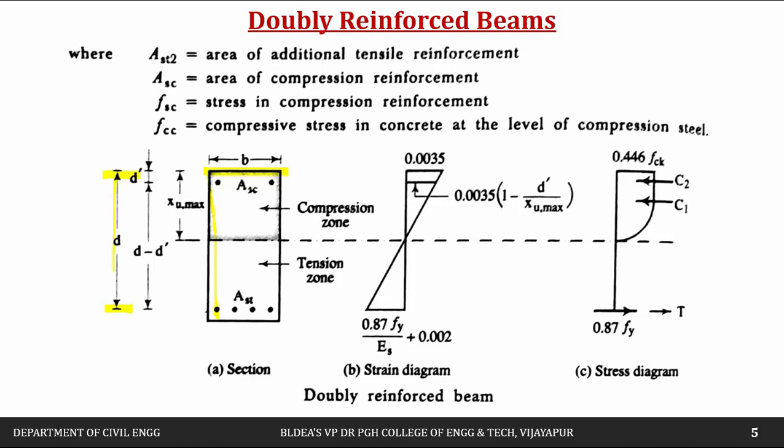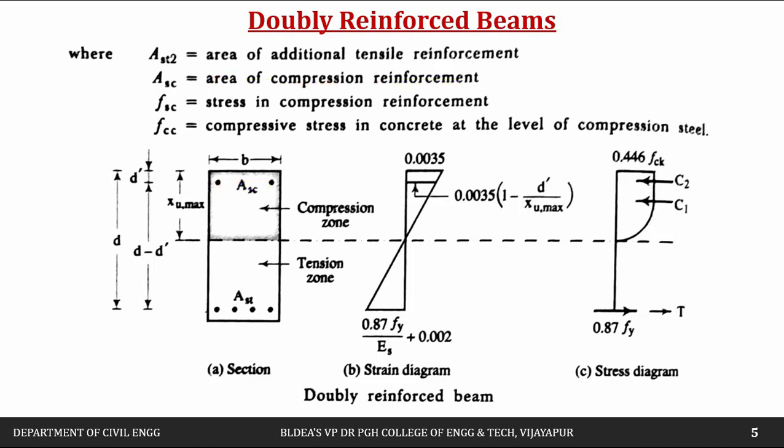Then next, XU max is nothing but the maximum depth of the neutral axis from the extreme top compression fiber. Above the neutral axis we will have the compression zone, below the neutral axis we will have the tension zone. Then, as we have provided reinforcement, at the top also two additional bars we have provided, that is nothing but ASC, the area of compression reinforcement.